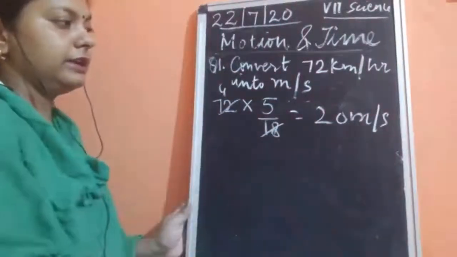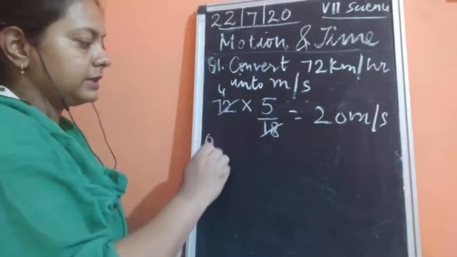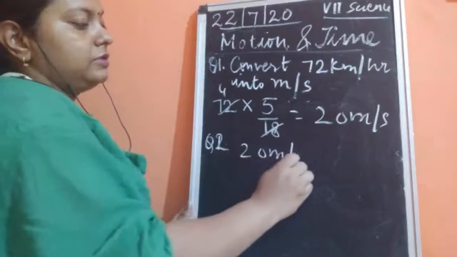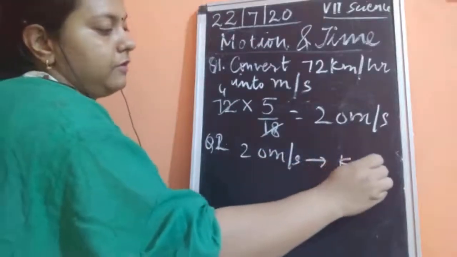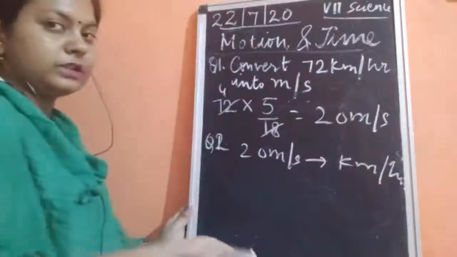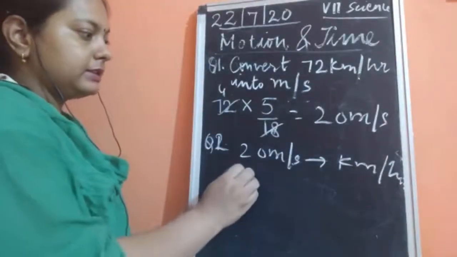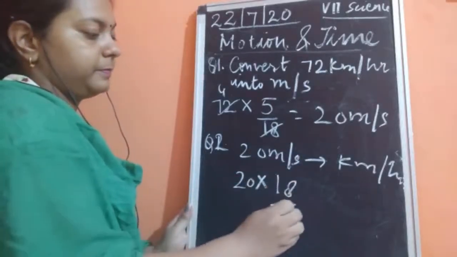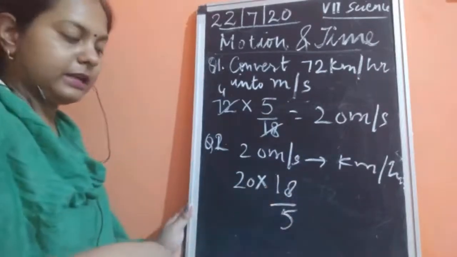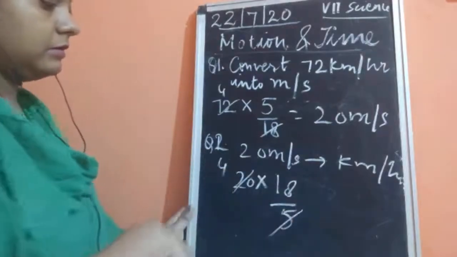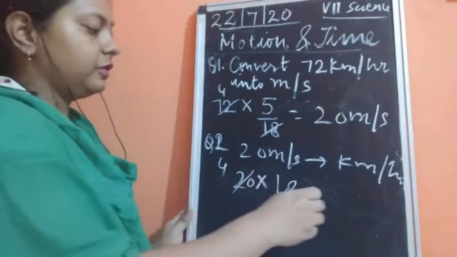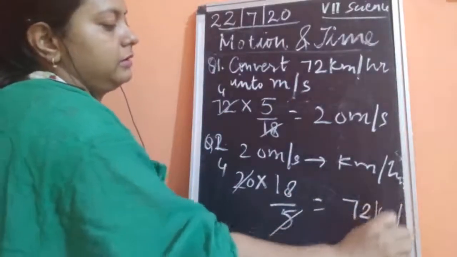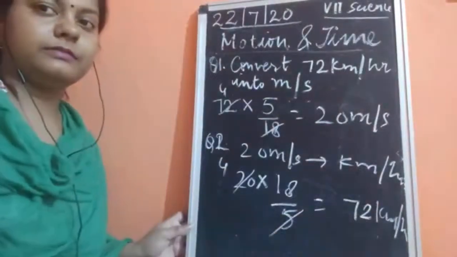And if you need to convert meter per second, for example, if you need to convert this 20 meter per second into kilometer per hour, let's check. How will you do it? We'll just reciprocate it. We'll multiply this 20 into 18 by 5. We'll just reverse. Now 18 into 4 will get 72 kilometers per hour.